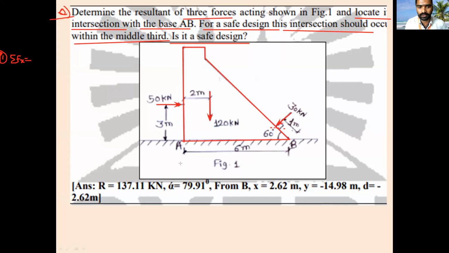Are you getting it in the figure? Yes, sir. So one is 50 kilonewton, horizontal. One is 120 kilonewton, vertical. And one is 30 kilonewton that is perpendicular to the inclined surface of the dam. This inclined surface is at an angle of 60 degrees.